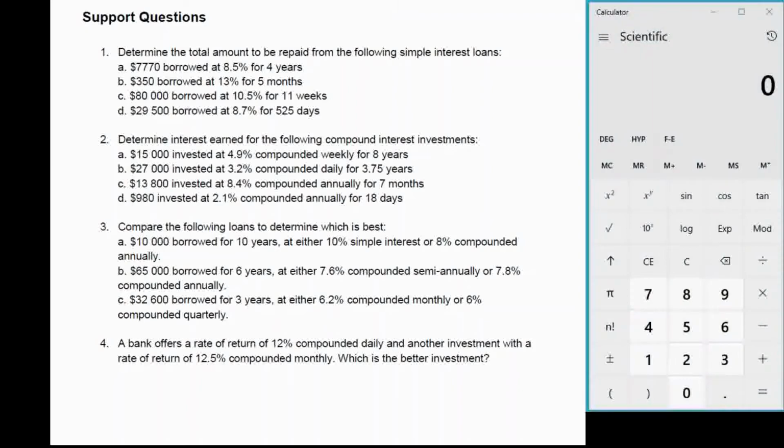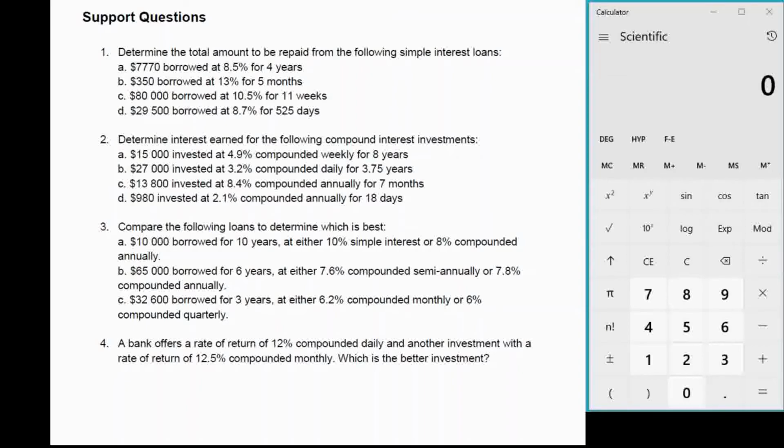Question 4 says the bank offers a rate of return of 12%, and in this case you have another investment that's 12.5% compounded monthly. Which one is the better investment? So we don't have a term here. We don't have a principal. So what you need to do is select a term and select a principal.